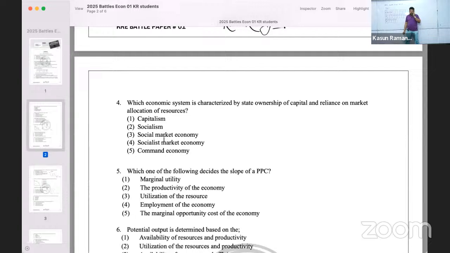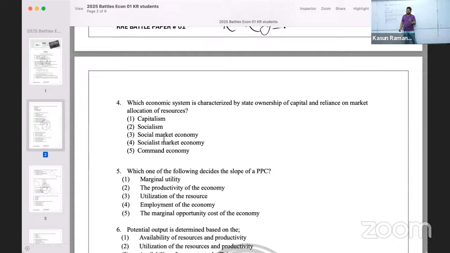Socialist market economic system is basically where property ownership is with the government. They say state ownership of capital. I told you, like China, there is state ownership of capital, like buildings and lands owned by the government. But even though it belongs to the government, the government has allowed people to come and rent out or lease these buildings, use these things, and do their own business using those properties.